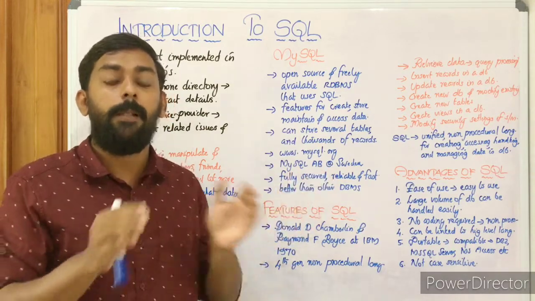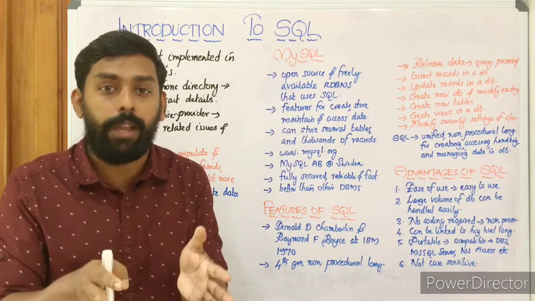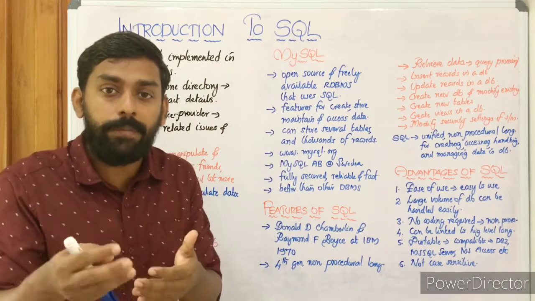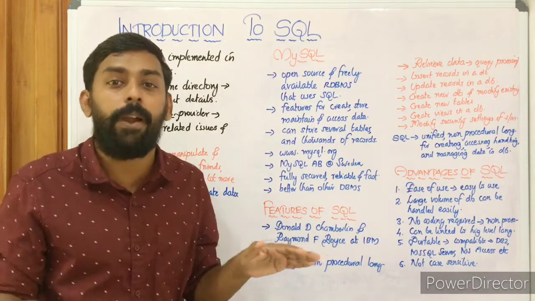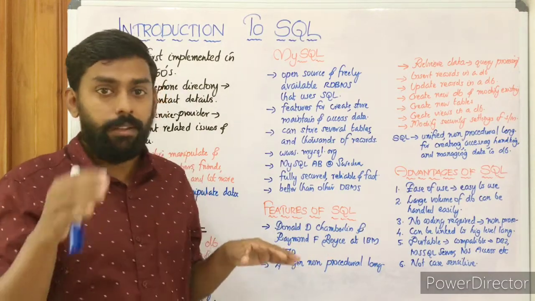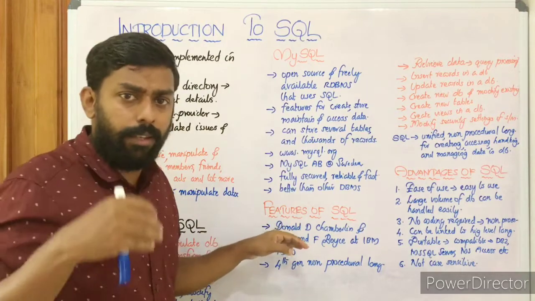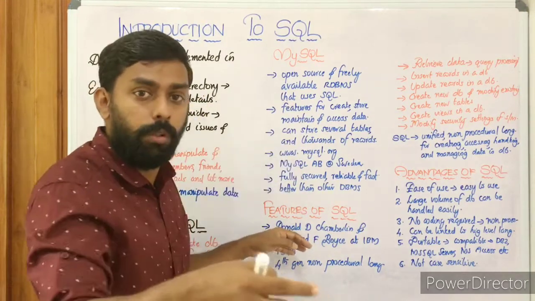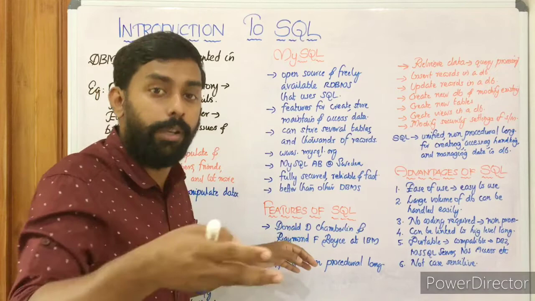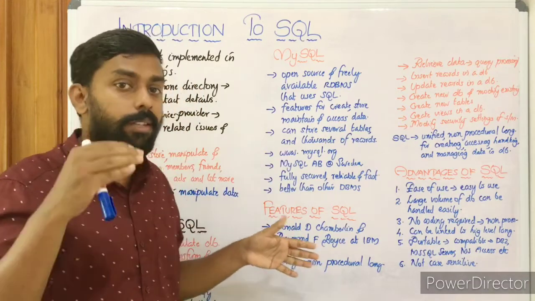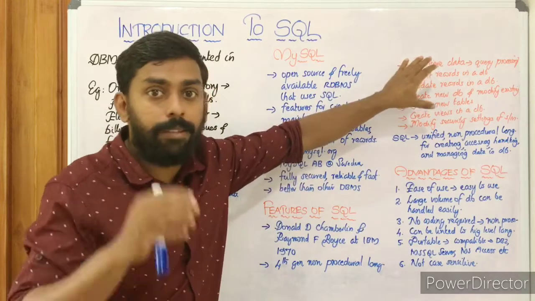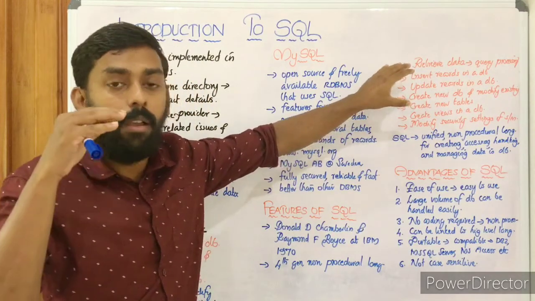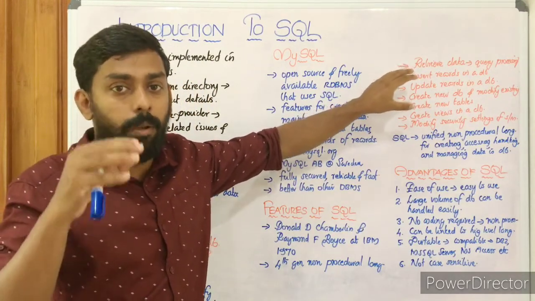But in non-procedural, you have to specify only what to get. How to get is already defined, already coded. So it's somewhat easy, right? We don't have to go for how to do it. It's already defined, we just use it. These are the features of SQL, and this is why SQL is most commonly used.